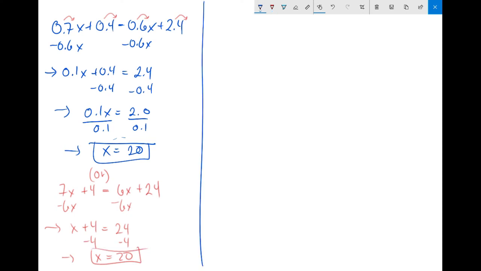So you can do it either way with decimals. You can solve them with the decimals, no problem. You'll probably end up dividing in the end, but that's okay because your calculator can do division of decimals. Or you can clear the decimals and just solve them with whole numbers. Whichever one works for you.